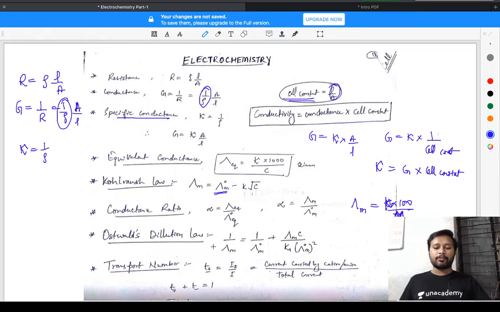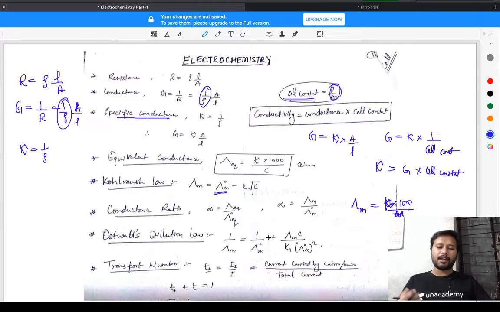Next is your Ostwald dilution law. Ostwald dilution law is used to find out the molar conductivity of a solution. Kohlrausch law is for the diluted solution. For a less diluted or concentrated solution, we use Ostwald dilution law. It goes like 1 by lambda m is equal to 1 by lambda naught m plus lambda m c by Ka lambda naught m square, where Ka is your dissociation constant. That's the formula for the Ostwald dilution law.